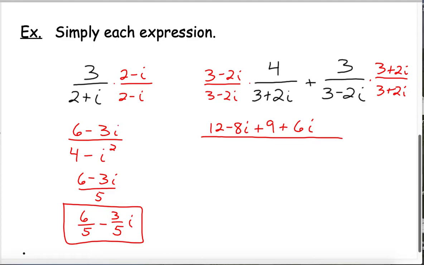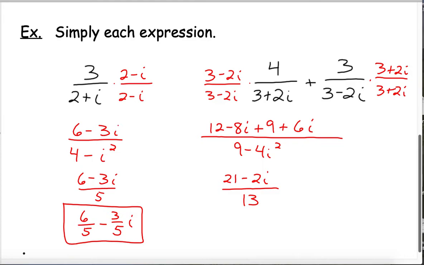I'm going to go ahead and multiply out that common denominator, and I'm going to get 9 minus 4i squared. And i squared is negative 1, so it's really 9 plus 4, which is 13. In the numerator, let's combine like terms. So the real part's 12 plus 9 is 21. Negative 8i plus 6i is negative 2i.